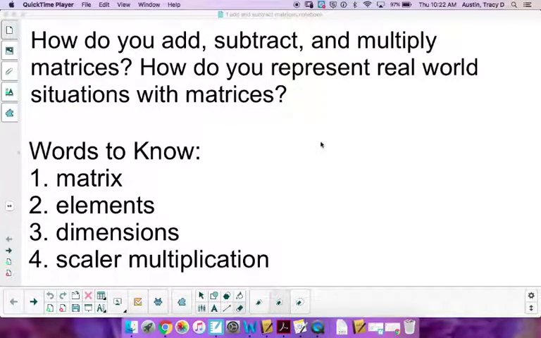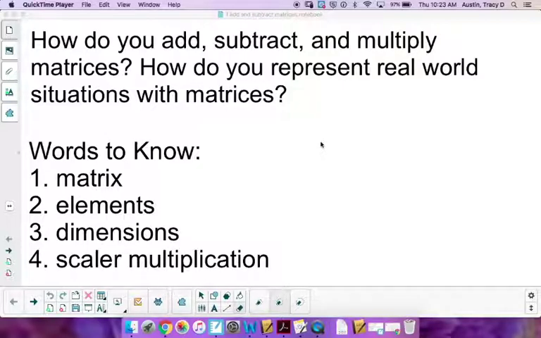Okay, so matrices lesson 1. This is going to be adding, subtracting, scalar multiplying matrices, and also using matrices to represent real-world problems. Okay, so the first thing that we need to go through is some terms that we are definitely going to need to know for this lesson and several other lessons.